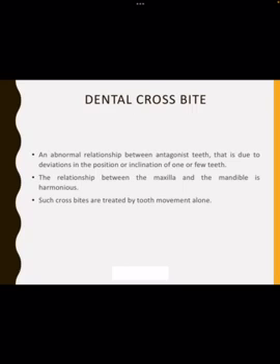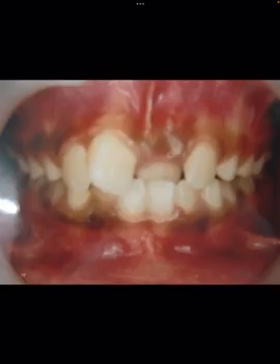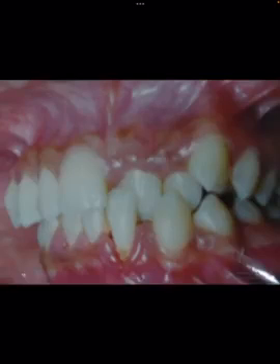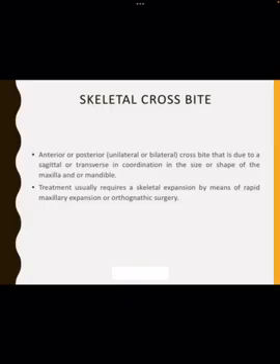Dental crossbite is an abnormal relationship between antagonist teeth that is due to deviations in the position or inclination of one or few teeth. The relationship between the maxilla and mandible will be harmonious. So such crossbites can be treated by tooth movement alone. This is a dental crossbite. This is a single tooth crossbite and crossbite involving more than one tooth.